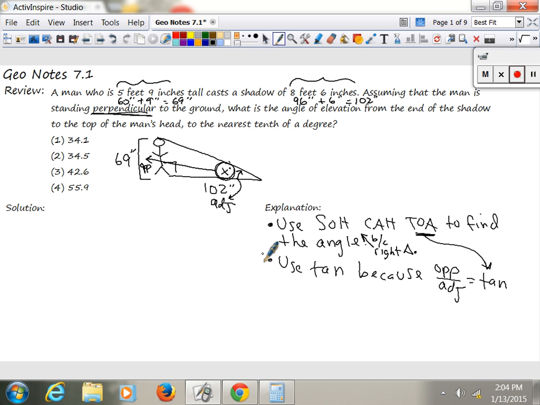So now, if you have this explanation on your paper, when you get one of these on the test, you can see step by step what we used, and maybe it will help you solve it on the test. Now, is it just tangent? So I'm going to put tangent equals 69 over 102? Nope. There's a little bit more I need to get into. What kind of tangent do we call that? Inverse. Inverse tangent. Yeah, we've got to use inverse tan, and in parentheses I'm going to put tan^-1, because B/C we need an angle.